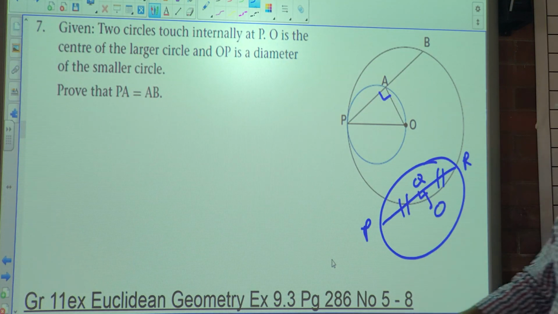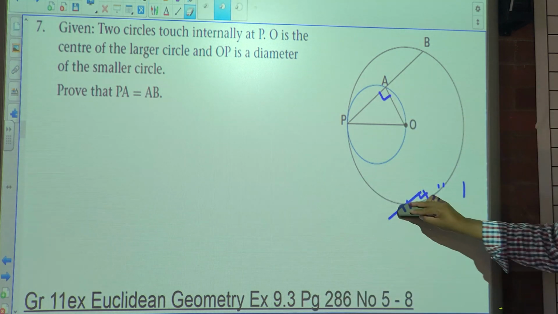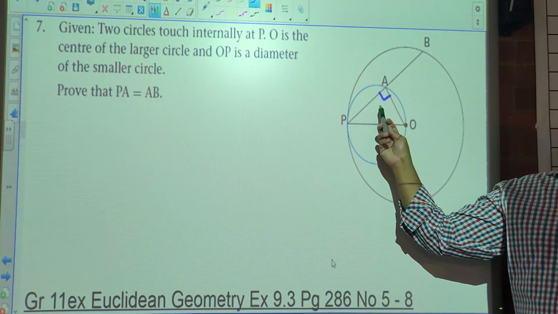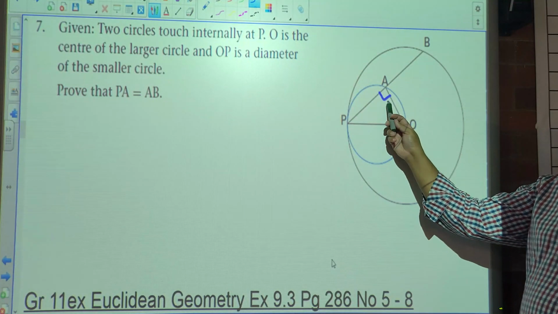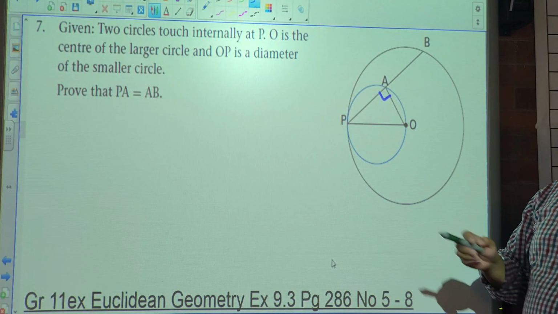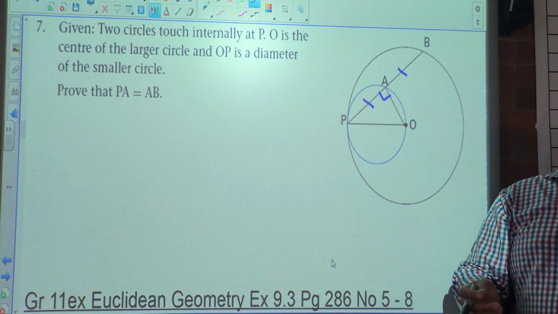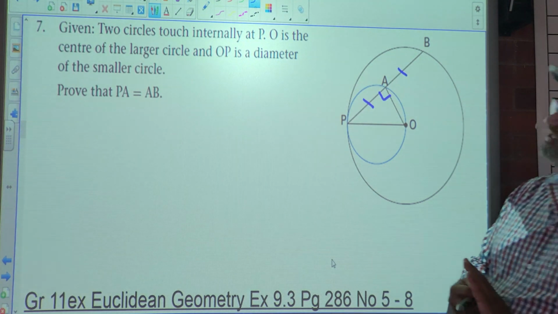So what do you notice here? That this is 90. What can we conclude? AP is equal to AB. Why? Perpendicular from center bisects the chord. Let's read the question.